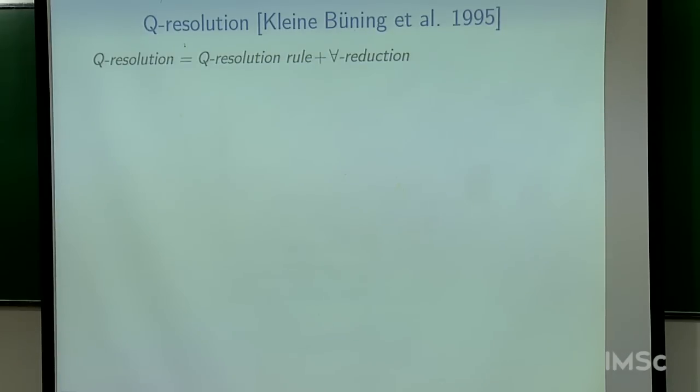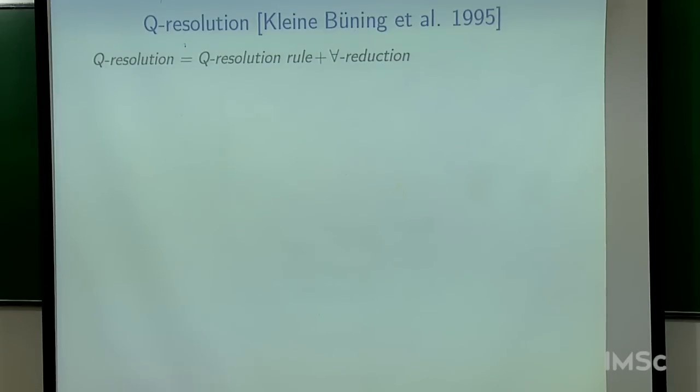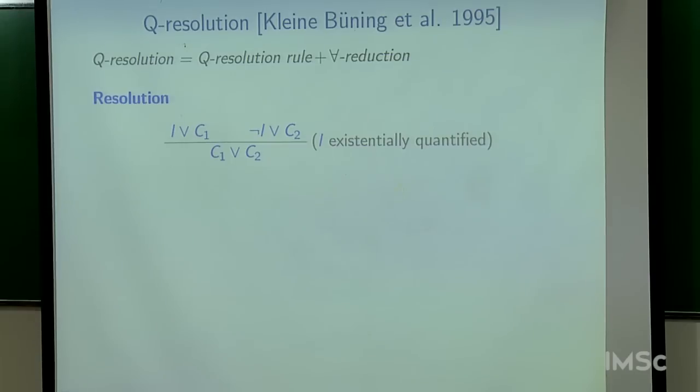First of all, I'll talk about Q resolution. Q resolution was this CDCL one near the bottom. It's the resolution rule plus another rule called forall reduction. The resolution rule is very similar to the one in classical logic: we have 2 clauses with a common variable of opposite polarity in each, and we can merge these into one, dropping this variable. However, we have the condition here that the pivot is existentially quantified.